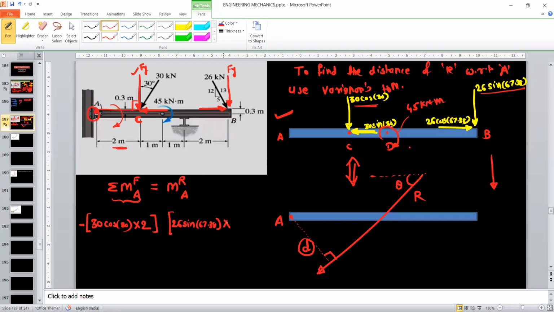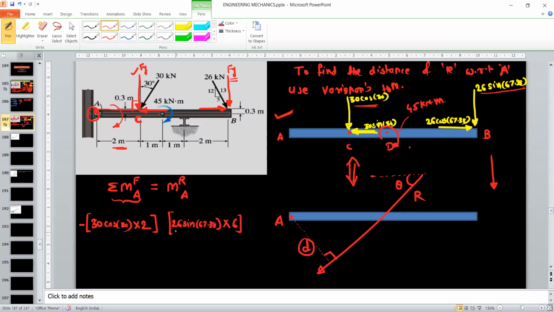Okay. And what is the perpendicular distance? From point A up to point B, this total distance is the perpendicular distance for the force F1. So that distance is 2 plus 2 plus 2, so there is 6 meters.